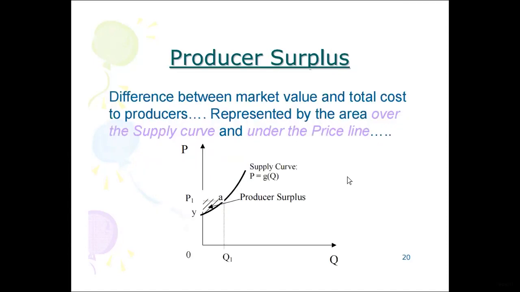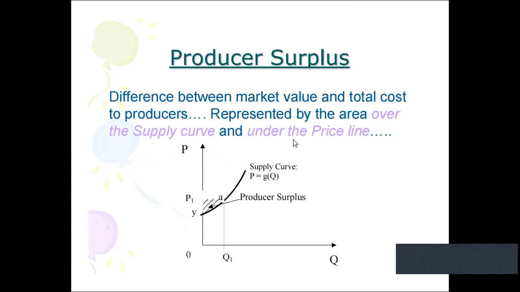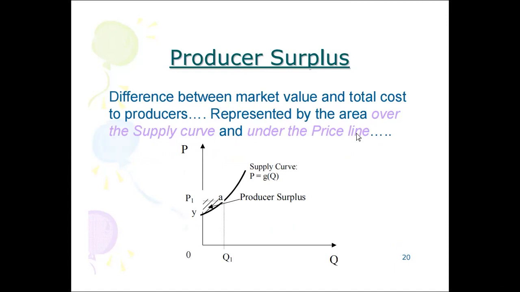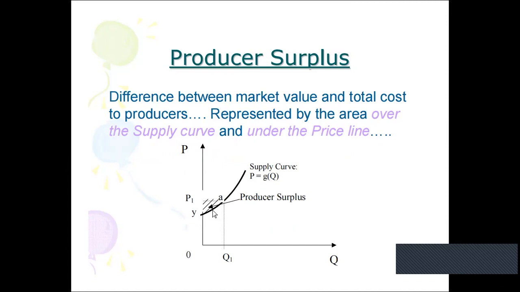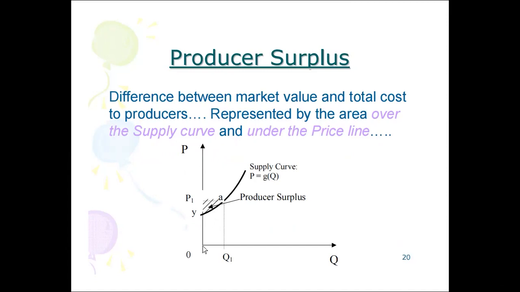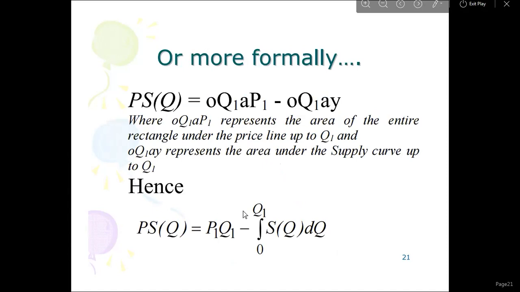Now, similarly, what will be the producer surplus? It is the difference between market value and total cost of producers, represented by the area over the supply curve and under the price line. This is the supply curve, and the area bounded by it is called producer surplus. Producer surplus depends on the supply function. Remember it. If we find the area from 0 to Q1 over the supply function, we get the producer surplus, represented by the formula.